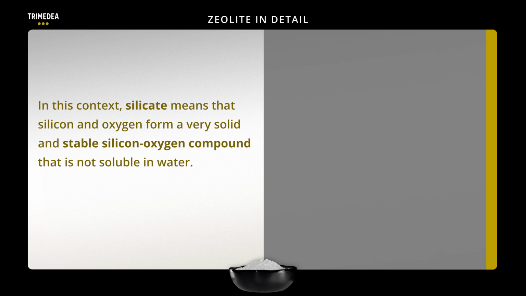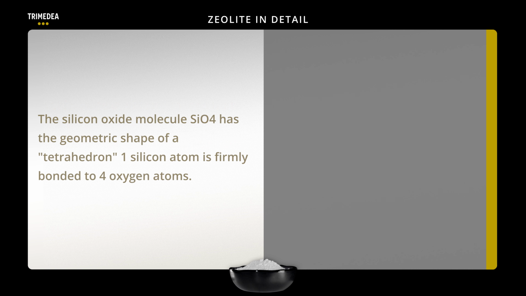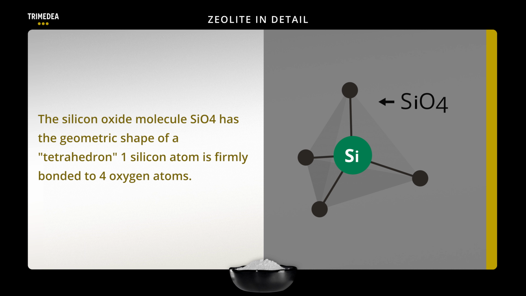In this case, silicate means that silicon and oxygen form a very solid and stable silicon-oxygen compound that is not soluble in water. The silicon oxide molecule, SiO4, has the geometric shape of a tetrahedron, which means that one silicon atom is firmly bonded with 4 oxygen atoms.